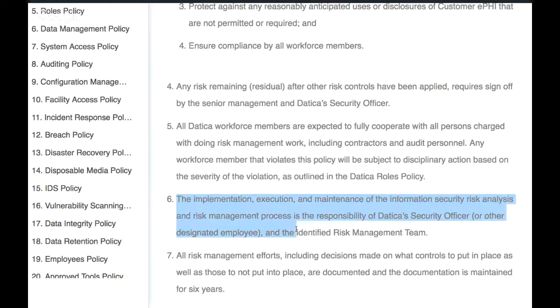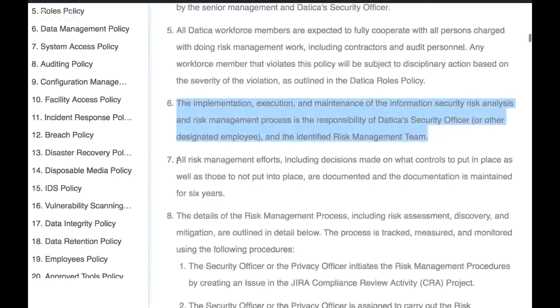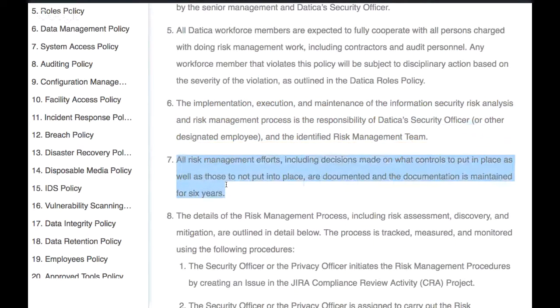The implementation, execution, and maintenance of the information security risk analysis and risk management process is the responsibility of Datica's security officer or designated employee and the identified risk management team. All risk management efforts, including decisions made on what controls to put in place, as well as those to not put into place, are documented, and the documentation is maintained for 6 years.